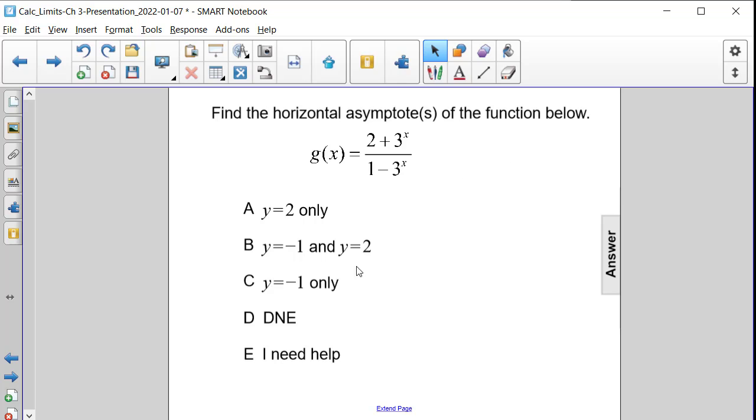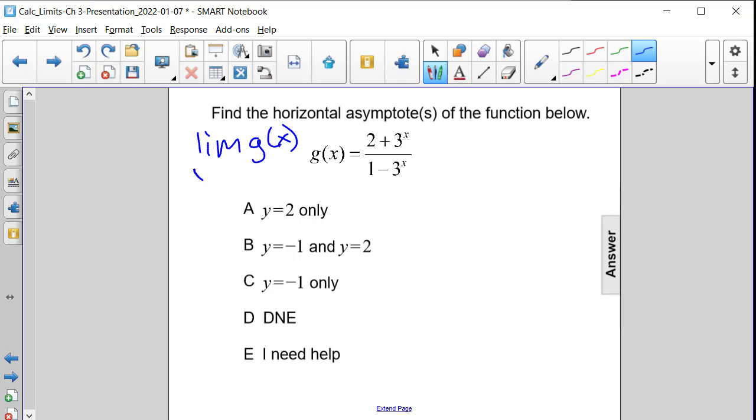In order to find horizontal asymptotes in any function, we need to see what the limit is of our function g of x as x approaches both positive and negative infinity. So let's first look at the limit of g of x as x approaches negative infinity. And we can start by using direct substitution and see what we get.